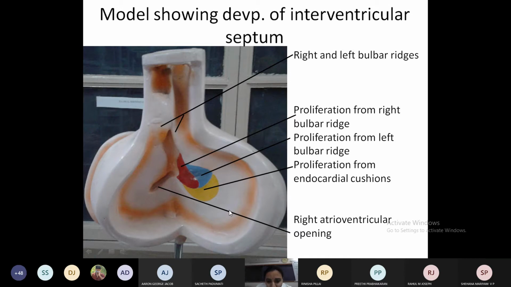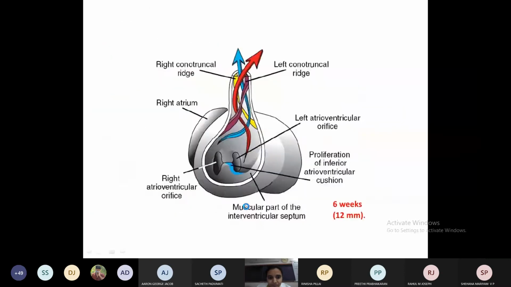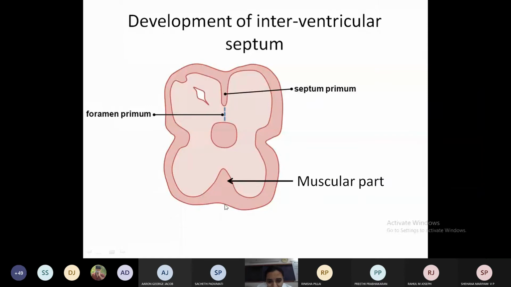Okay. So the interventricular septum is formed in two parts. One is the muscular part and the other is membranous, which is contributed by three parts: the right and left bulbar ridges and the endocardial cushion. Okay, any doubt in this? This is a bit confusing. At least you should remember how interventricular septum develops. The muscular part develops from passive intaking of the wall of the primitive ventricle upwards.